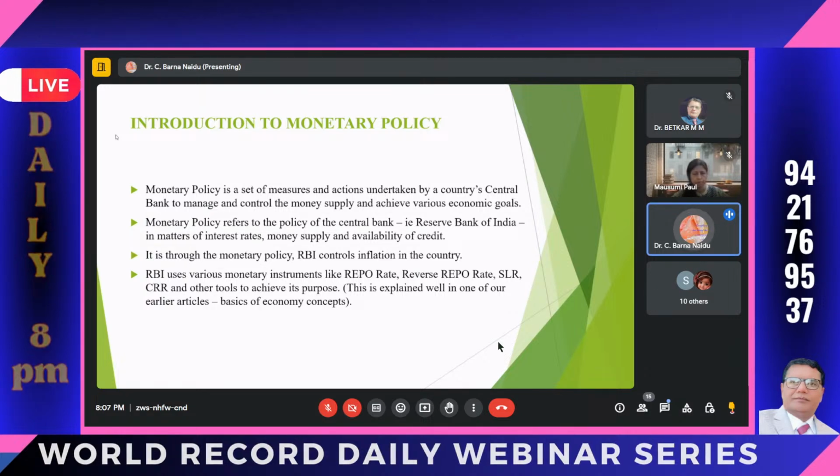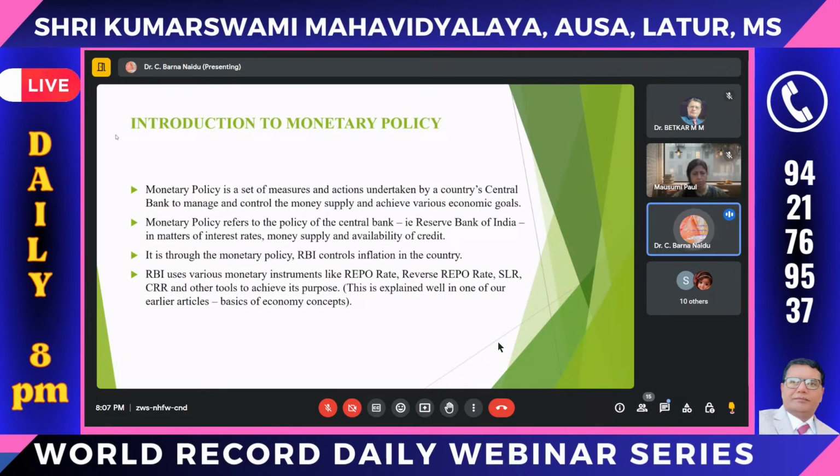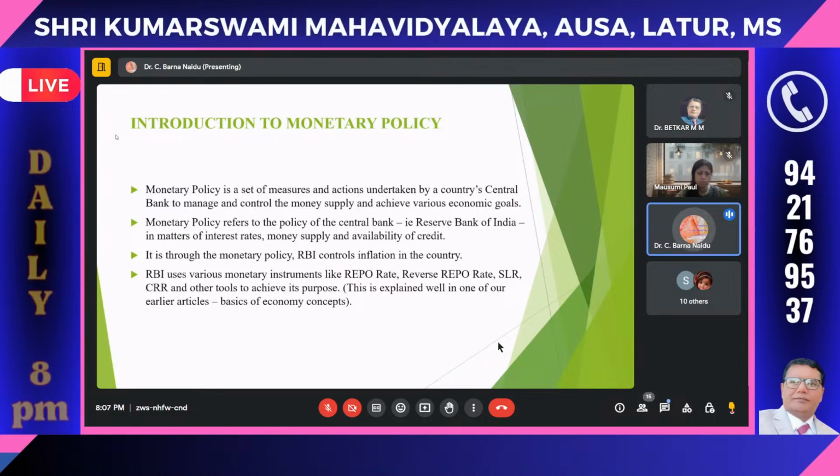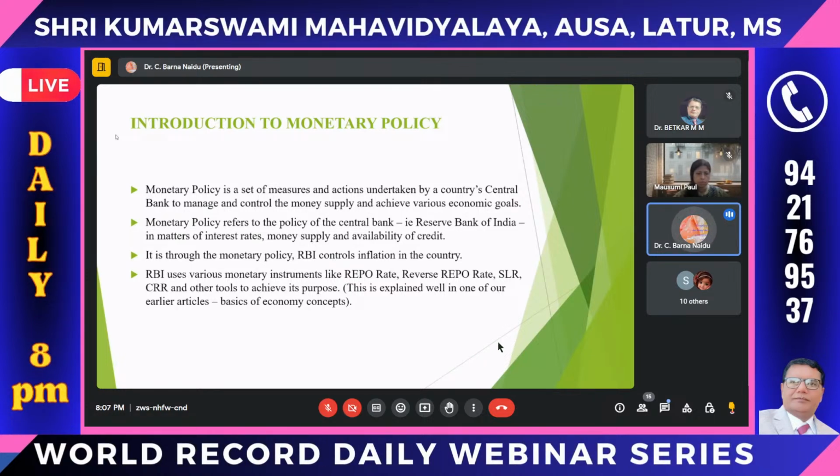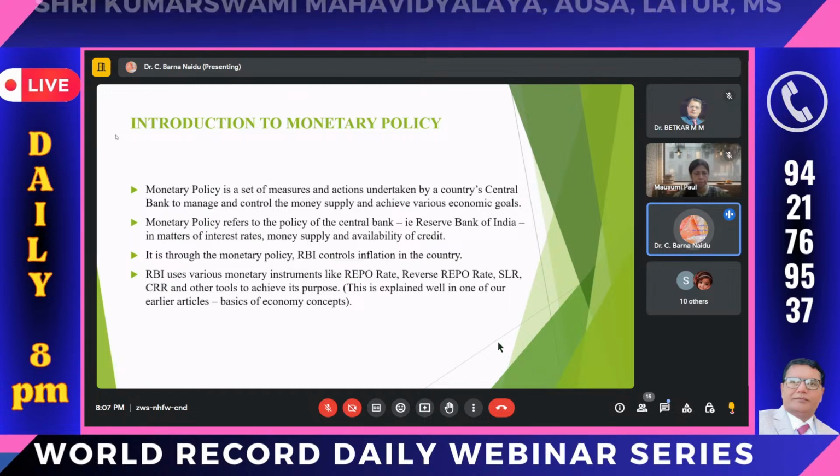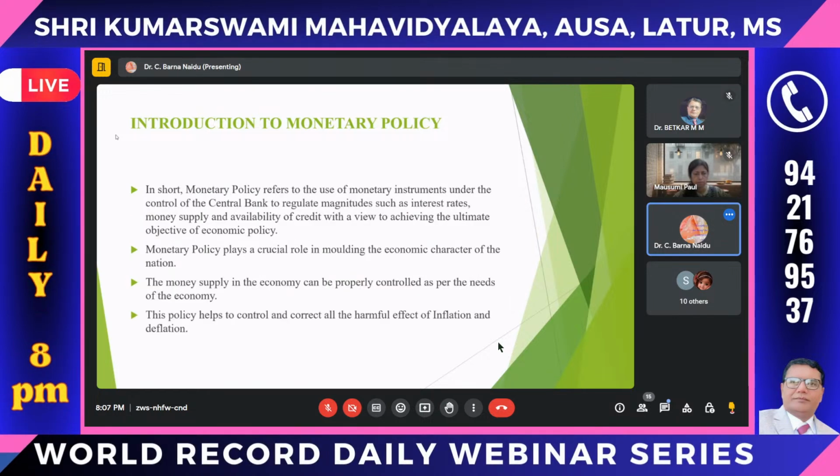These are mechanisms we'll be understanding later on, which I have already written: repo rate, reverse repo rate, statutory liquidity ratio or SLR, and cash reserve ratio. These are the tools used in monetary policy to control the money supply.